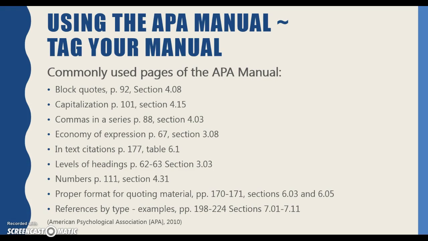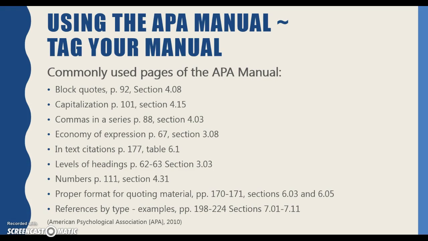So, as we're looking at our APA manual, there are certain pages that I found that are very helpful to just go ahead and tag your APA manual so you can refer back to them. And again, these are some of the commonly used pages within your APA manual, and they vary from the block quotes on page 92. We're looking at use of commas. One of my most favorite pages, and the one that I think is very helpful for students, is in-text citations on page 177.